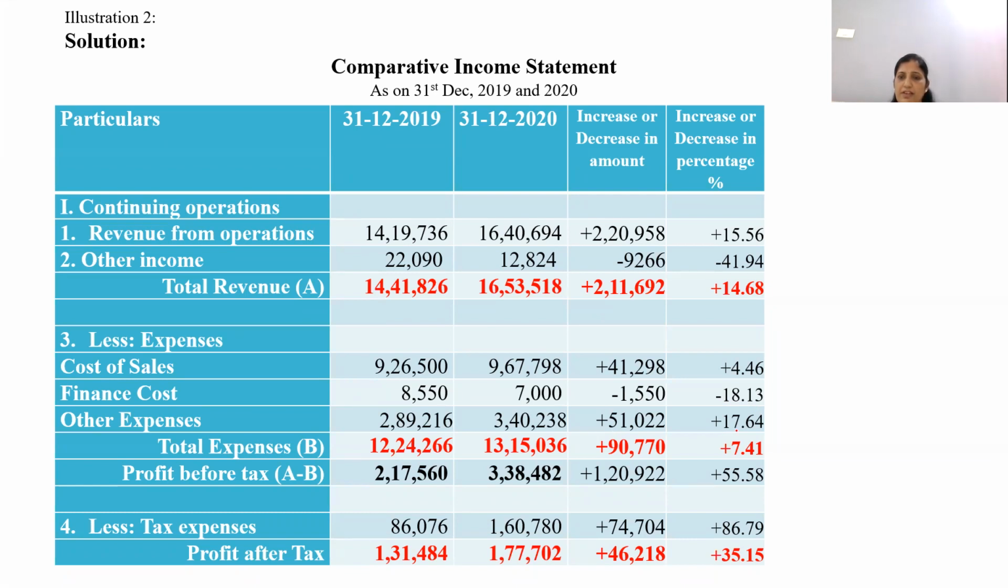This 17.64%, 7.41%, 55.58%. Next, taxes 86.79%. Profit after tax, you will get 35.15%. This is how you are going to calculate the comparative income statement.